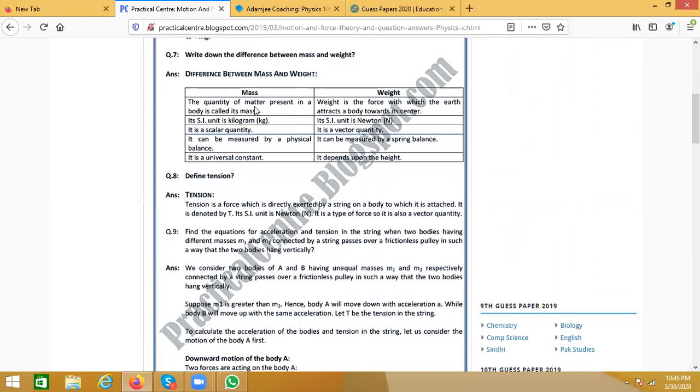Mass can be defined as the quantity of matter present in a body, whereas weight is the force with which the earth attracts a body towards its center. So that's weight. The SI unit of mass is kilograms. The SI unit of weight is newtons. Mass is a scalar quantity, we know that it doesn't have any direction, whereas weight is a vector quantity.